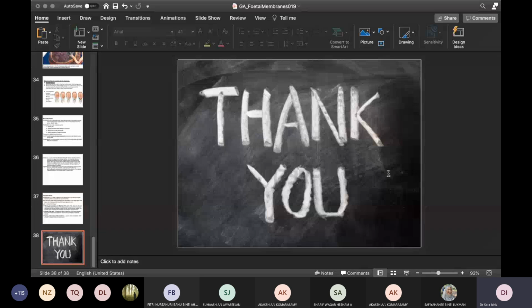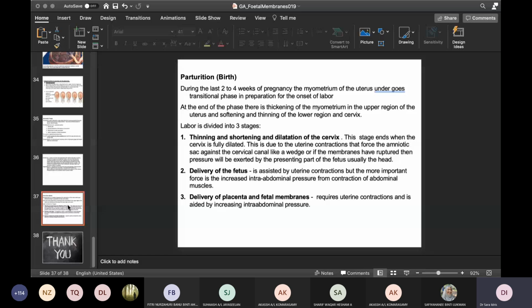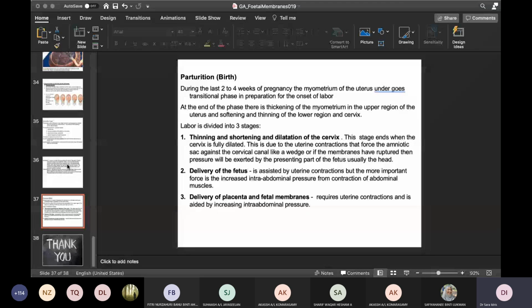Okay, so lastly would be the birth. So this is all just delivery. You don't really have to know this, but know that the third stage of labor is when you would deliver the placenta. And always remember again to check the placenta, make sure it's not retained. If not, it can cause a very massive hemorrhage.